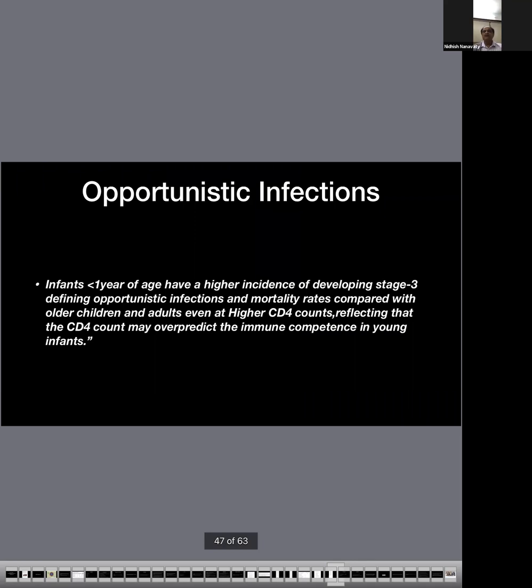Infants less than 1 year of age have a higher incidence of developing stage 3 defining opportunistic infections and mortality rates compared with older children and adults, even at higher CD4 counts, reflecting that the CD4 count may overpredict the immune competence in young infants.